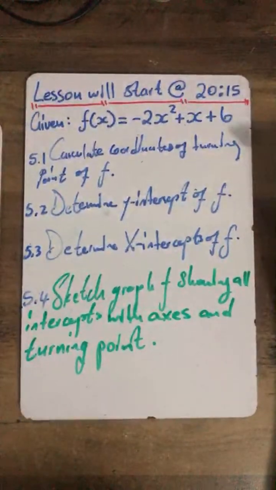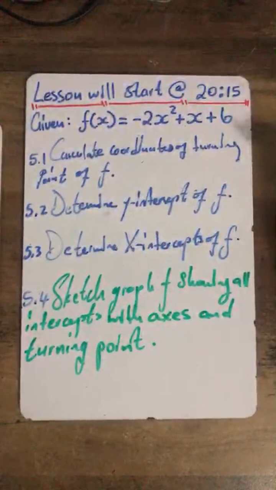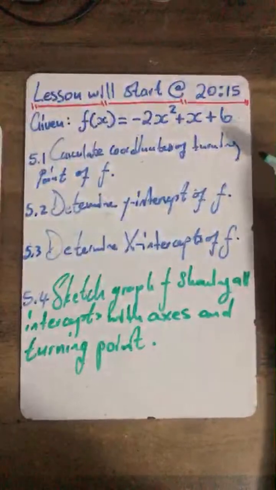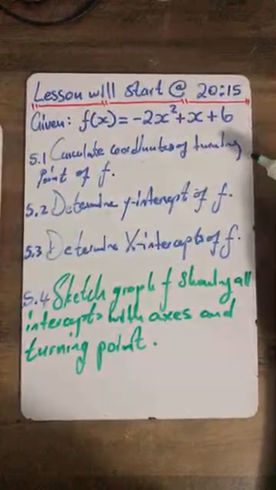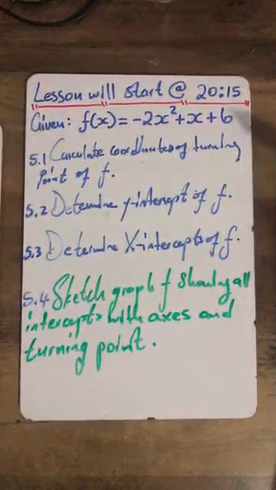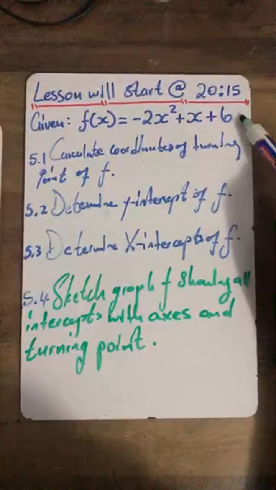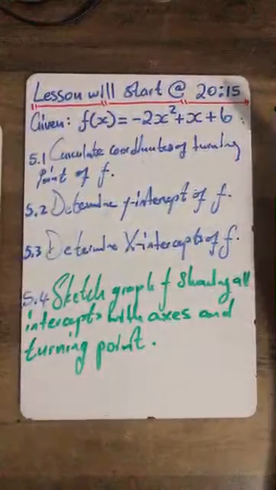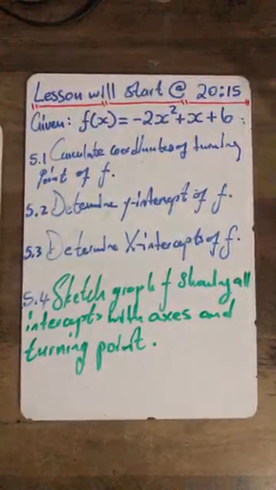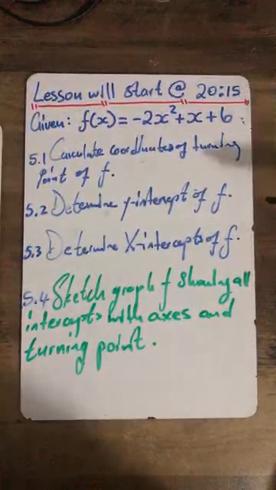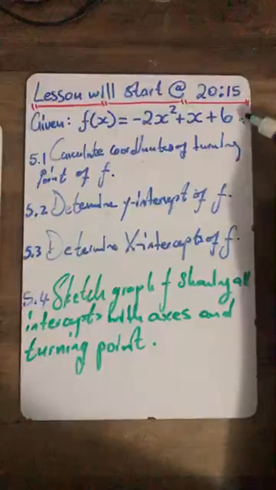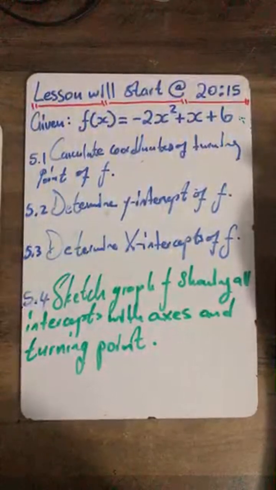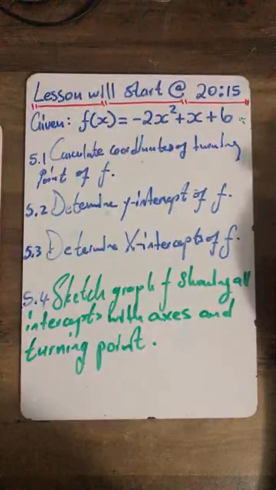It might be a very short lesson depending on your engagement in terms of the questions, but I've written a statement where it says given f of x is equal to negative 2x squared plus x plus 6. You need to be aware that this is a quadratic function, or a parabola. Whatever the case may be, this is a function, a quadratic. The first question, 5.1, says calculate the coordinates of the turning point of f.